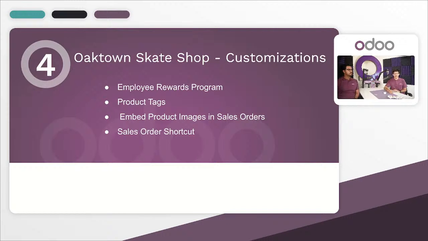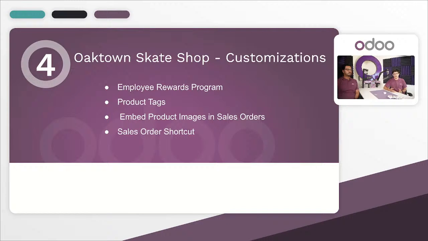Another item that he was hoping to do was add some product tags in his inventory to better categorize the products, in addition to embedding product images in his sales orders in order to describe specifically to the customer what they're going to be purchasing. It reduces confusion and any back and forth that might come at a cost.